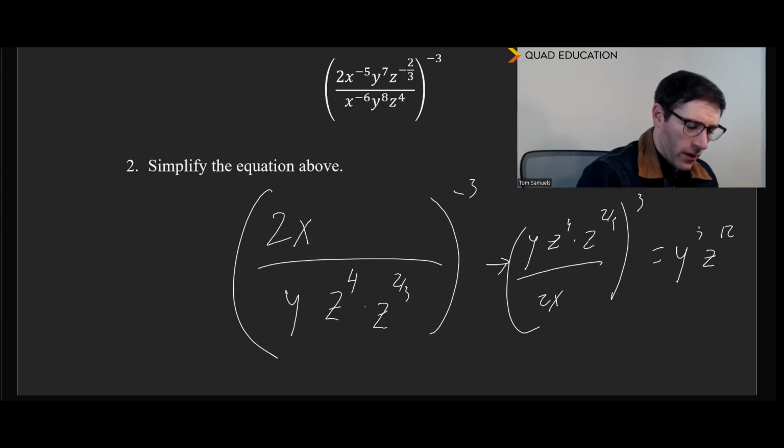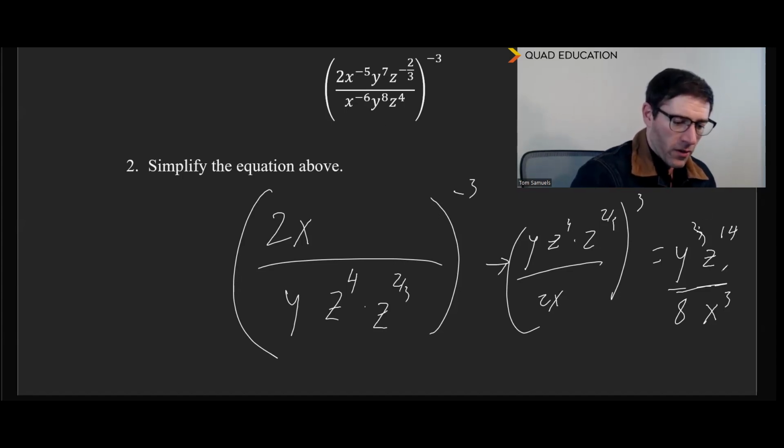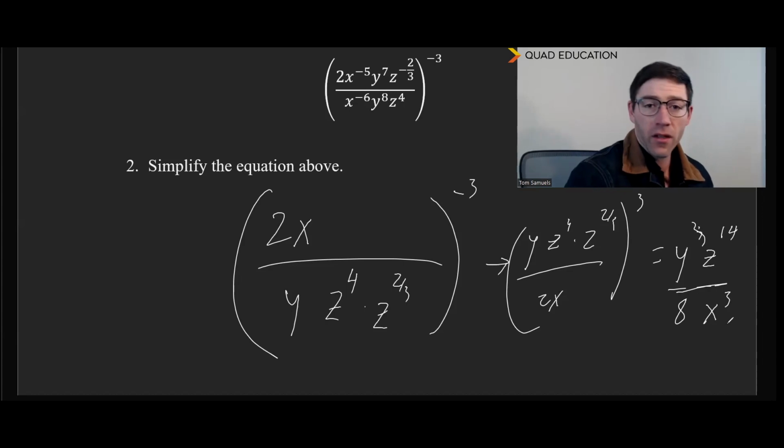And z to the 2/3 to the 3 is going to be, well, effectively the 1/3 and the 3 are going to cancel out. So I'm actually just going to go ahead and add 2 to this number of z. That's going to be z to the 12th times z squared, which is z to the 14th. And then on the bottom, we're going to have 2x cubed, which is going to be 8x cubed. So all this actually becomes much smaller, which is pretty nice. So this fractional mess becomes y cubed times z to the 14th over 8 times x cubed.